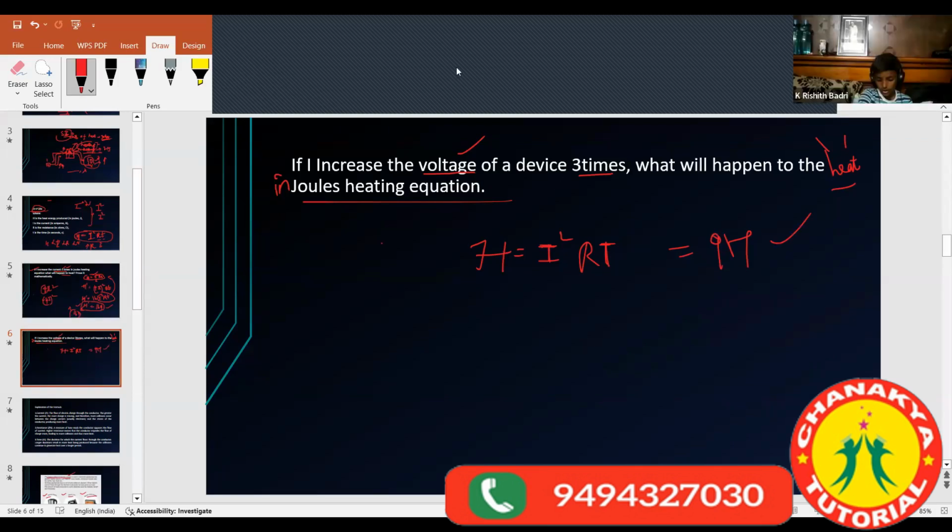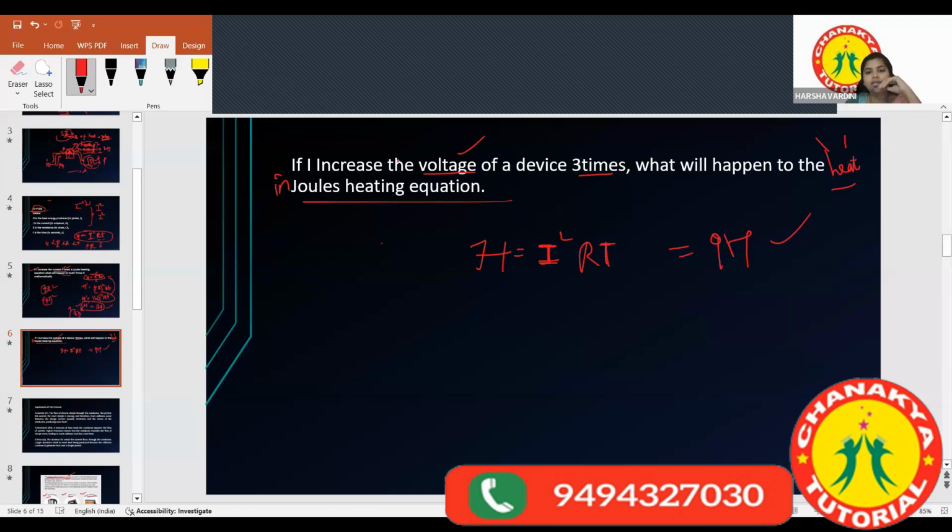Because 3i whole square, 3i square is equal to 9, and I square RT is equal to heat. So it's 9H. Okay. So I told here, if we increase the voltage, I didn't say I will increase the current. I said I will increase the voltage. So why are you putting 3 into i, the whole square here?